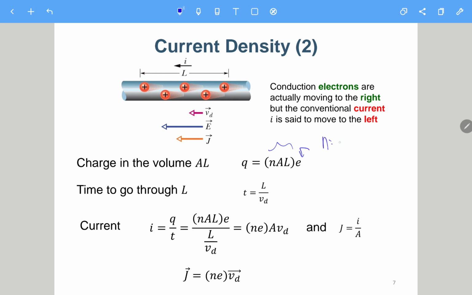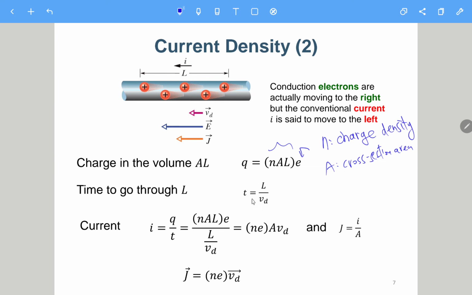So N is the charge density. A is the cross section area. L is the length. So A times L is the volume. Volume times the charge density is the total number of charges. And then times the elementary charge will be the total charge amount. So this is Q. And then it takes time to go from this point to this point. So the time here is T.